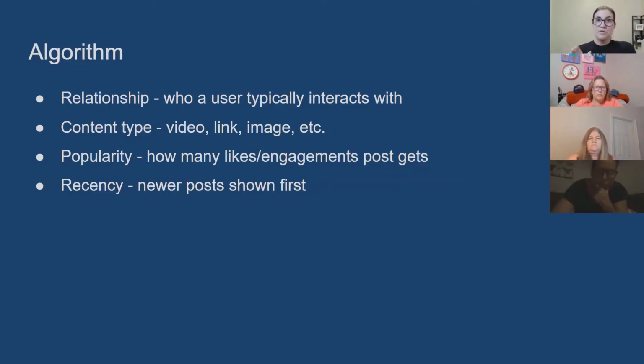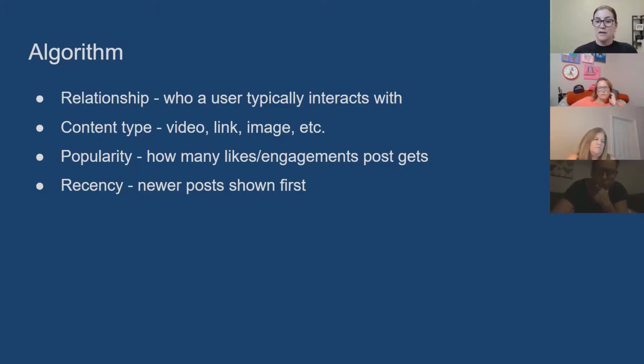Okay, in terms of the algorithm, we already talked about this or alluded to it, but these are the components that go into the Facebook algorithm. Relationship: who a user typically interacts with. So if I post some content as an affiliate marketer, and some other person in my network, like Gary V., because we are similar and there's that relationship of we're both marketers, they're more likely to see my content. Also depends on content type: the video, link, image, etc.